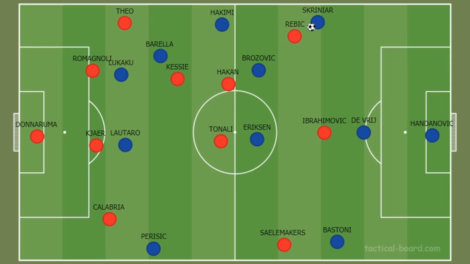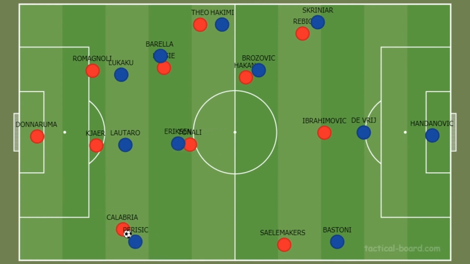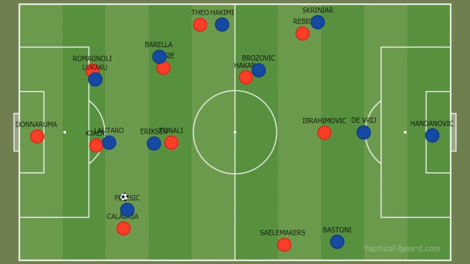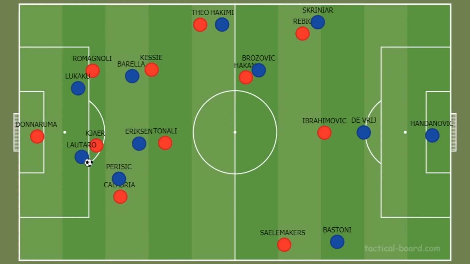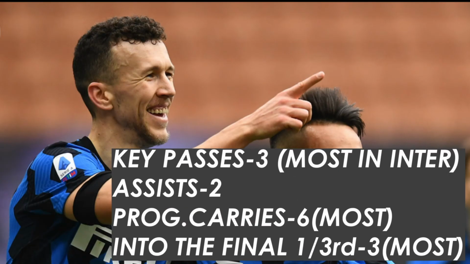Inter also looked to create overloads on their right hand side and stretch Milan, and then they would look to immediately switch the play to Perisic, who would be 1v1 with Calabria. He would often win the battle against Calabria, either cutting in and shooting or putting in a cross. He finished the game with 3 key passes, the most in the Inter team, 2 assists, 6 progressive carries, the second most in the Inter team, 3 carries into the final third, which was an outstanding attacking display.